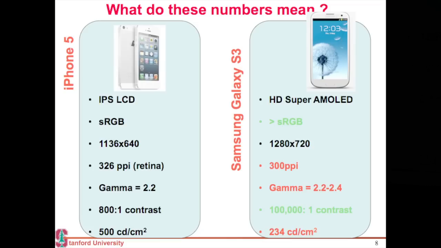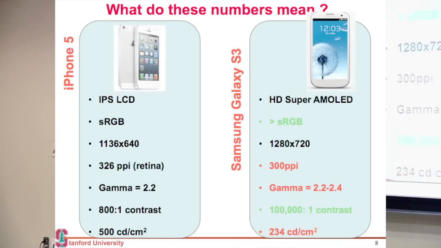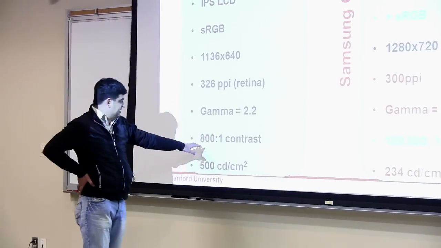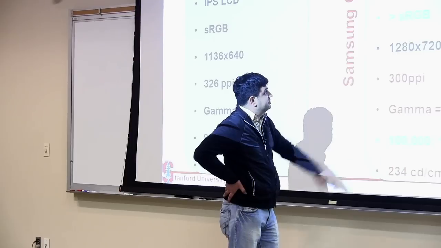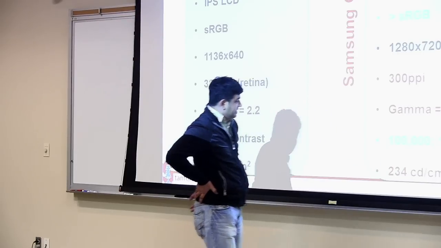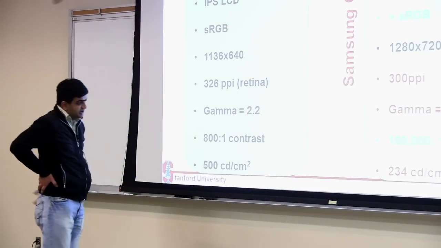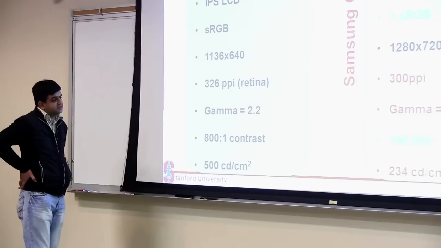Say the gamma is between 2.2 and 2.4. Apparently, it has a much bigger contrast. So why does it have this much bigger contrast? The contrast is more than 10 times higher compared to your iPhone 5. Say that it has a much lower brightness. It has half the brightness of your iPhone 5.